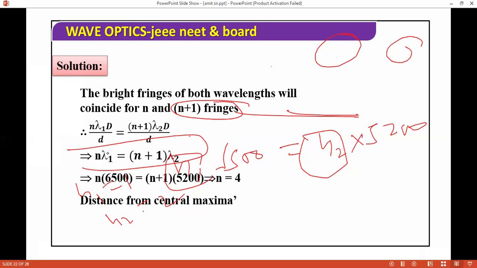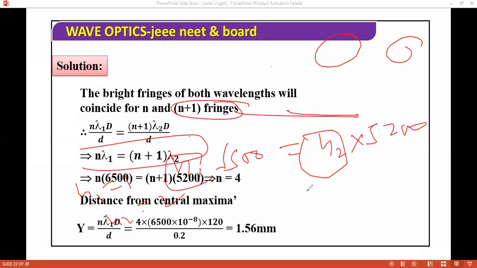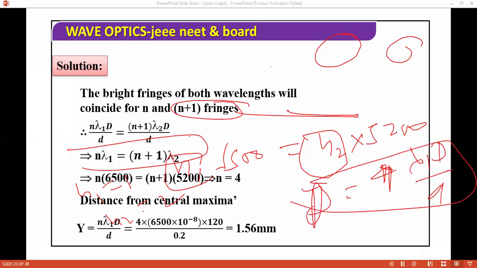The question is talking about the distance from the central maximum, so you can use this relation with the information given. Beta is equal to y, which is lambda 1 D divided by d. From here, you can do this question.